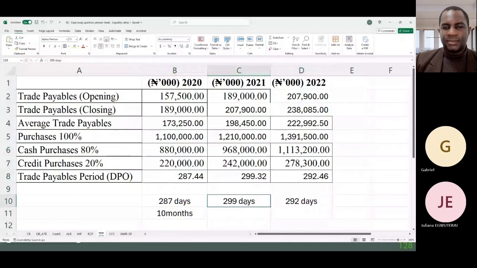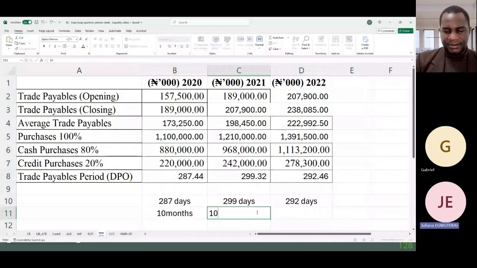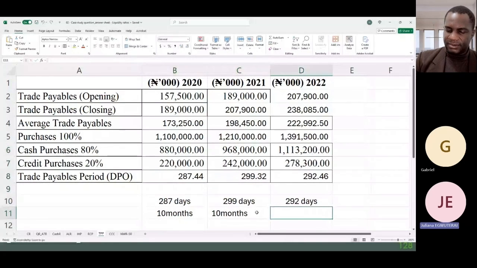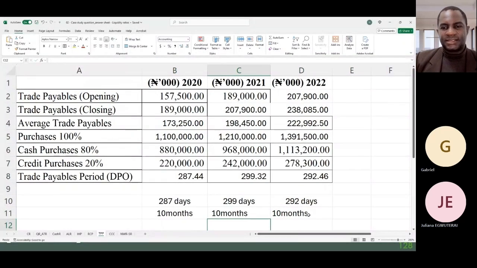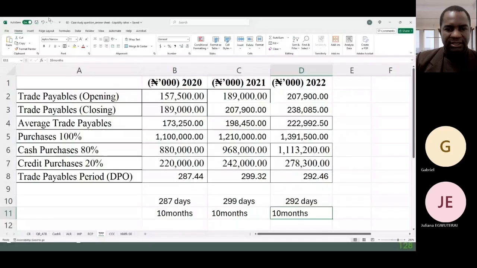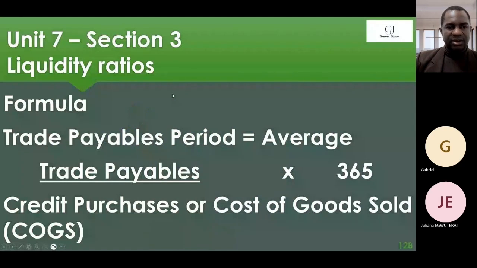This is correct. So how many months is this now? Can you get me the months? 292 divided by 30. That's 9.9. That's 10 months. Okay, 10 months and 10 months. 10 months too. Yes, 10 months too. Okay, fantastic. All right. That was fast. And I appreciate that. Shows we are really following.